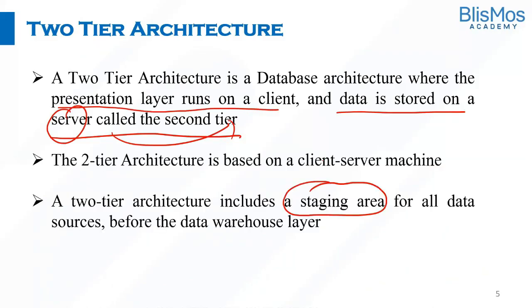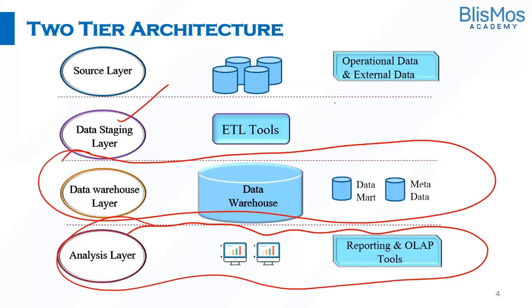In addition to client server machines, we do have a staging area where the data is stored before it is transformed and moved to the data warehouse layer. If you see here, there is no intermediate application between the client, you can say client as a presentation, and the data warehouse layer. It is only client and server. The client being the presentation layer and the server where the data is stored is a data layer.